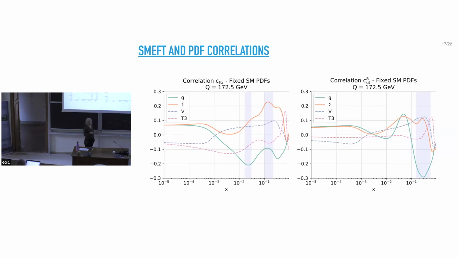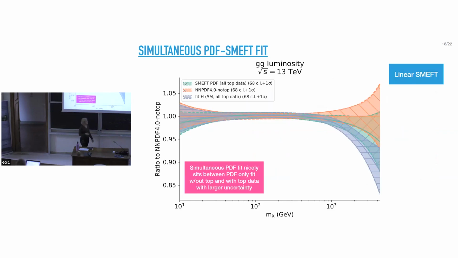But then we said, okay, let's look at the correlation between the SMEFT Wilson coefficients and the PDFs. These are the correlation coefficients between each of the 25 Wilson coefficients and given PDF flavors. And what you notice is that the biggest correlations, highlighted here, are between the gluon in this region, so 10 to the minus 2, 10 to the minus 1, and the singlet, which is the sum of quark and anti-quark, which is correlated to the gluon. So we expect the biggest change in the gluon when you do a simultaneous fit by looking at these correlation plots. And indeed, this is what happens.